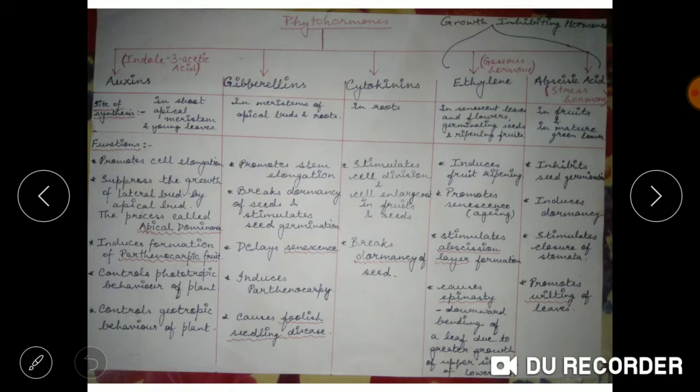Now we move on to another plant growth regulating hormone, which is gibberellin. It is produced in the meristem of apical buds and roots. Its first function is that it promotes cell elongation in the stem region. The next function is that it breaks the dormancy of the seeds. This is the major function of gibberellin, for which it is known.